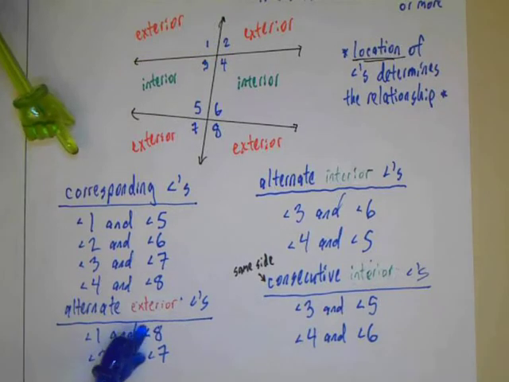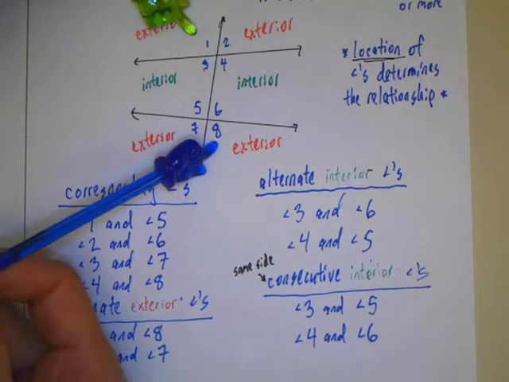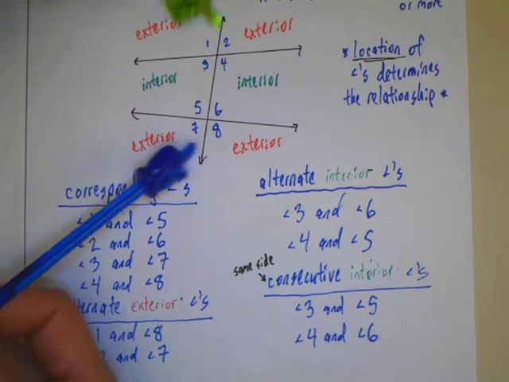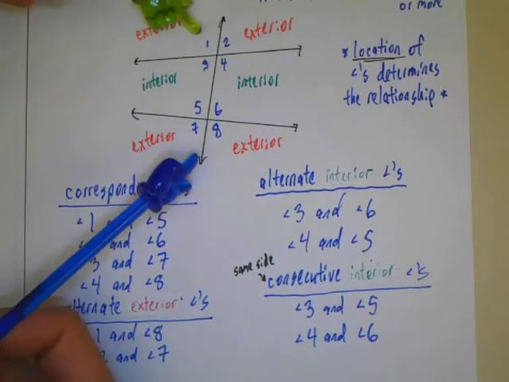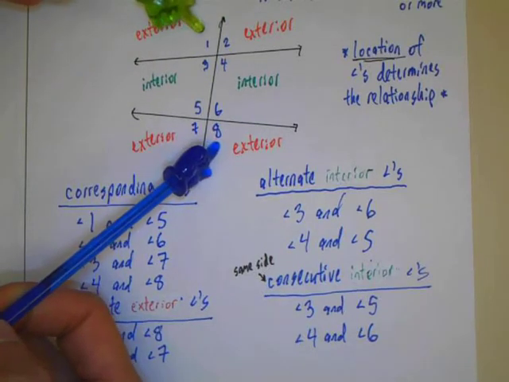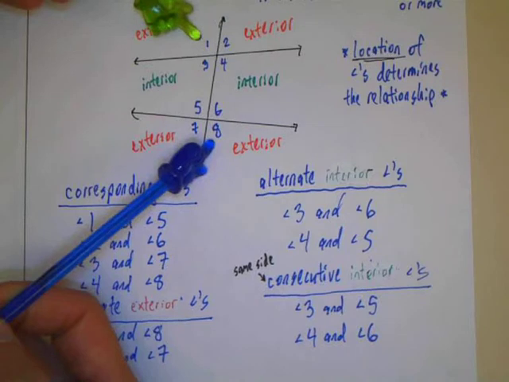We've got something called alternate exterior angles. That's 1 and 8, 2 and 7. Why alternate? Because they're opposite sides of the transversal, so you have 1 and 8. And exterior because they're in the exterior sections.